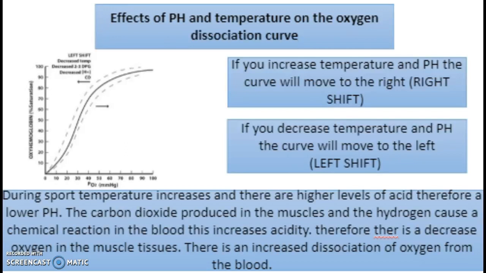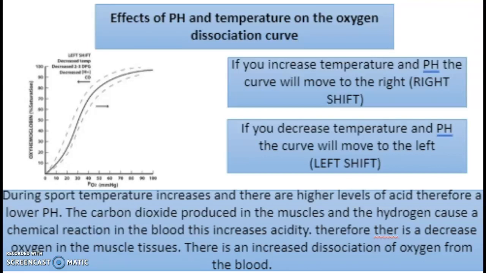Now I will explain the effects of pH and temperature on the oxygen dissociation curve. During sport, temperature increases and there are higher levels of acid, therefore a lower pH. The carbon dioxide produced in the muscles and the hydrogen cause a chemical reaction in the blood. This increases acidity. Therefore, there is a decrease in oxygen at the muscle tissues. There is an increase in dissociation of oxygen from the blood.